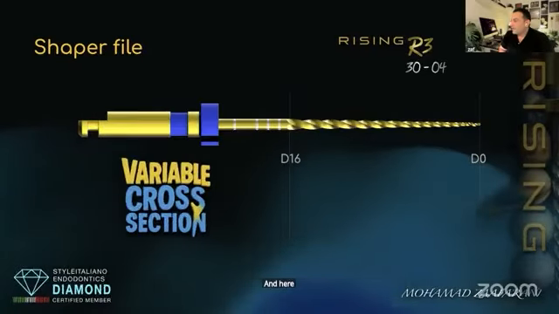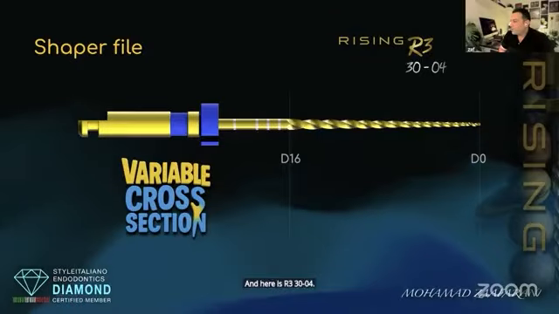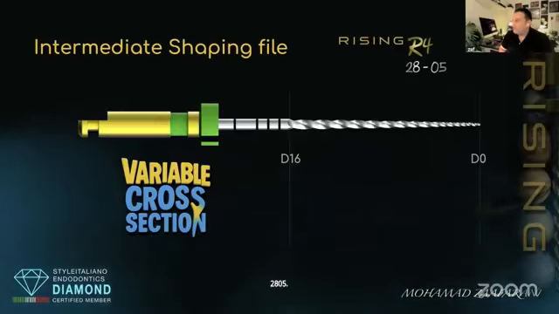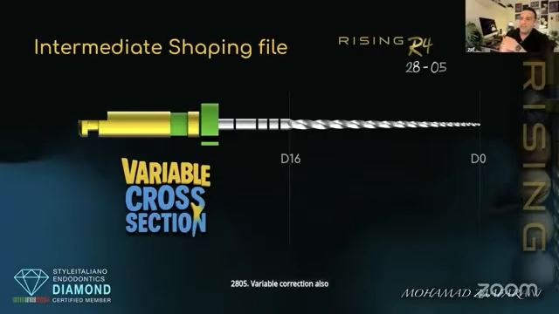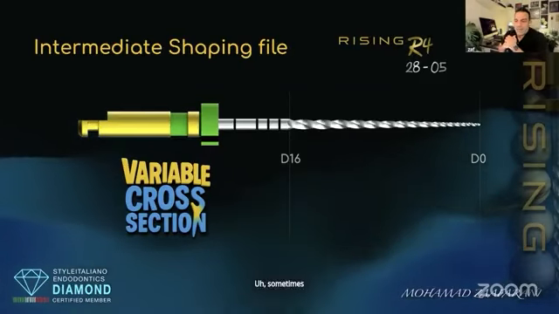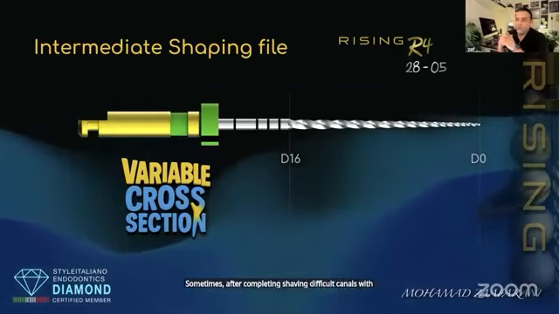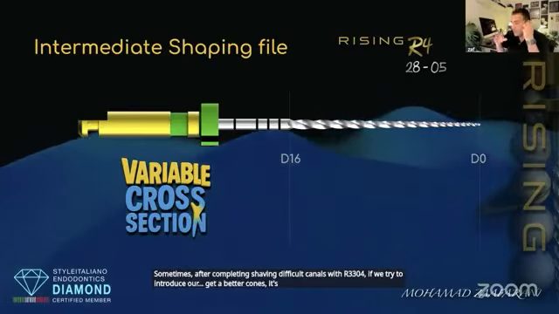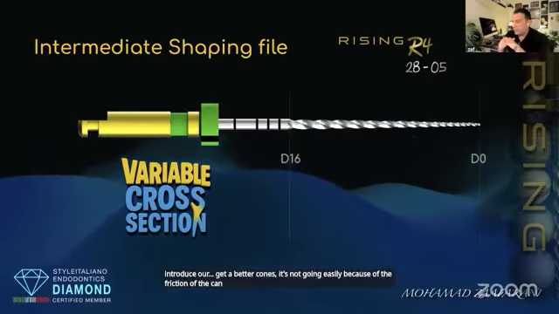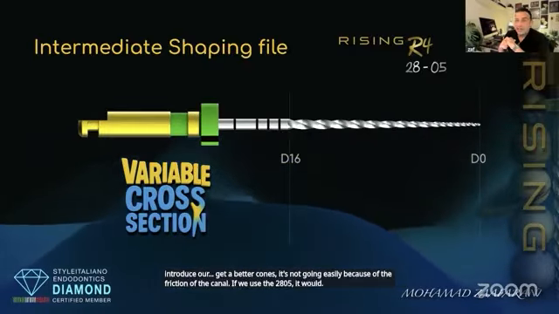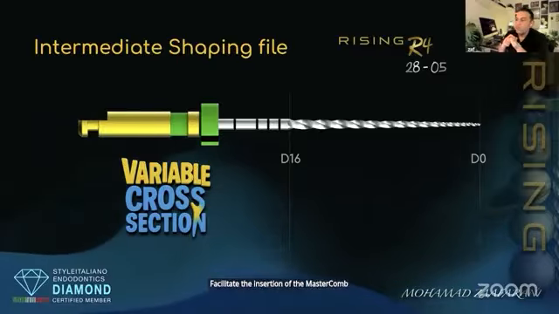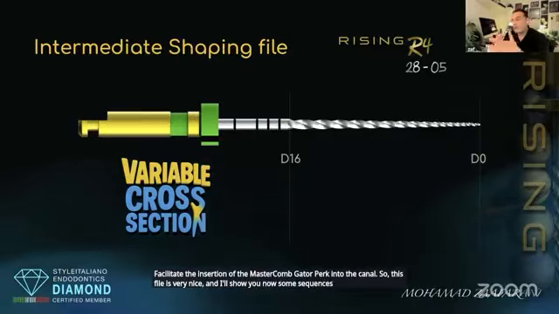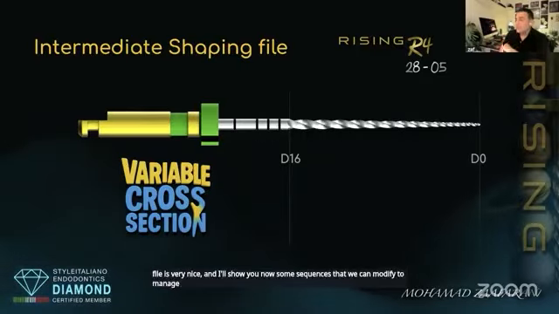And here is the R3 3004, also with a variable cross-section. 2805, variable cross-section also, and this file is very nice. Sometimes after completing shaping difficult canals with R3 3004, if we try to introduce our Gutenberg cones, it's not going easily because of the friction of the canal. If we use the 2805, it would facilitate the insertion of the master cone Gutenberg into the canal. So this file is very nice, and I'll show you now some sequences that we can modify to manage different clinical scenarios.